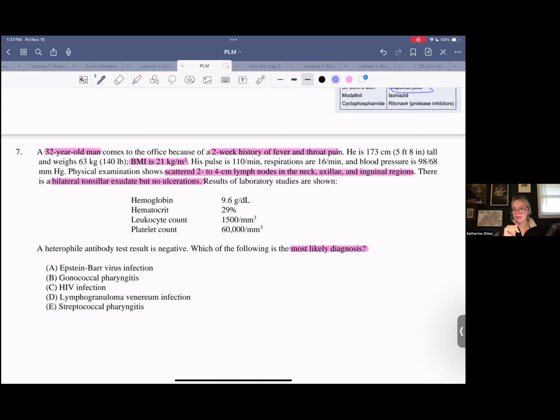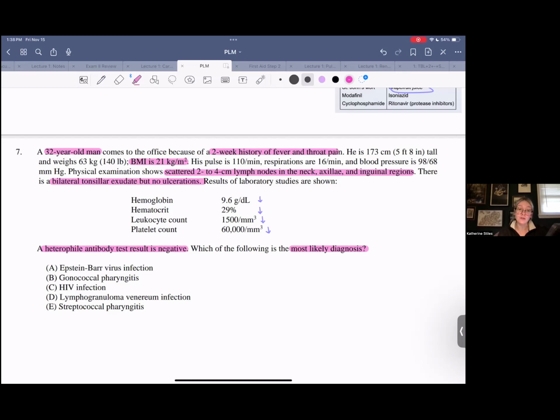Hopefully you will have your lab value sheet and you can quickly compare and say, okay, hemoglobin is low, hematocrit is low, leukocyte count is low, and platelet count is low. So everything's low. Also, they tell us that a heterophile antibody test result is negative.